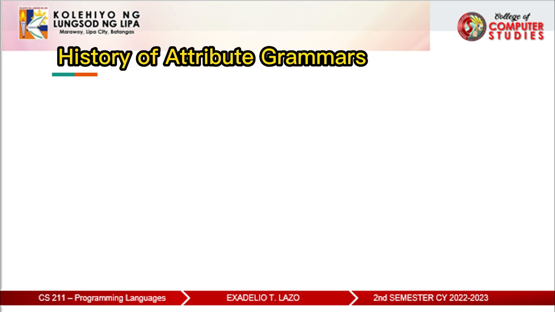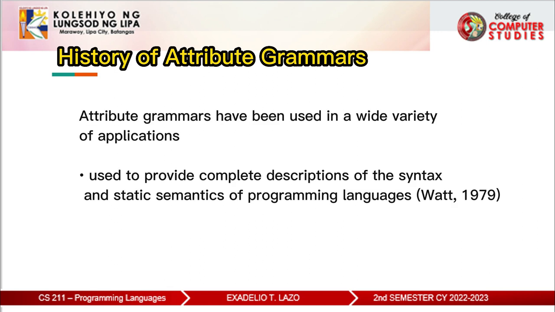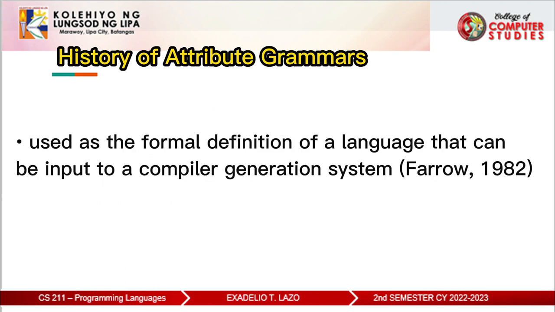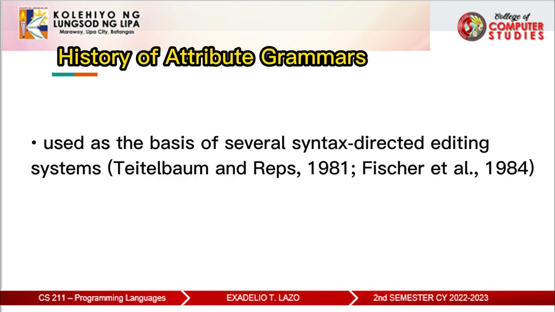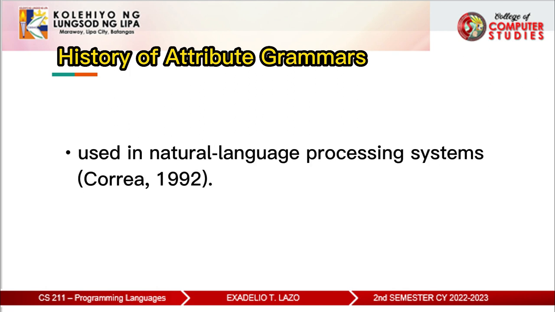History of attribute grammars. Attribute grammars have been used in a wide variety of applications. They have been used to provide complete descriptions of the syntax and static semantics of programming languages, 1979. They have been used as the formal definition of a language that can be input to a compiler generation system, Farrow, 1982. And they have been used as the basis of several syntax-directed editing systems, Teitelbaum and Reps, 1981, Fisher et al., 1984. In addition, attribute grammars have been used in natural language processing systems, Correa, 1992.